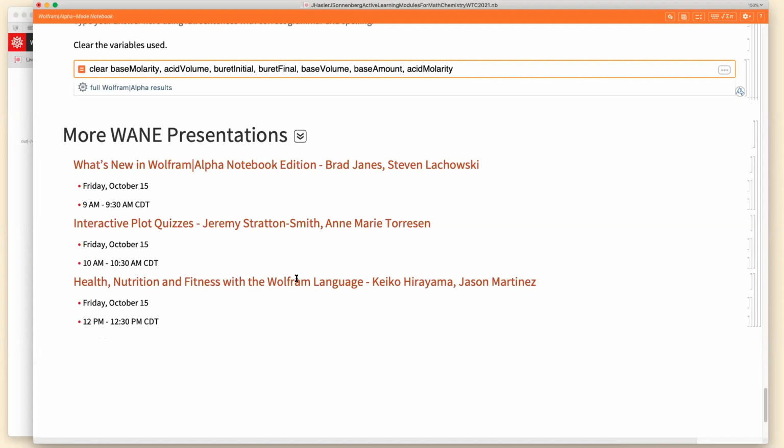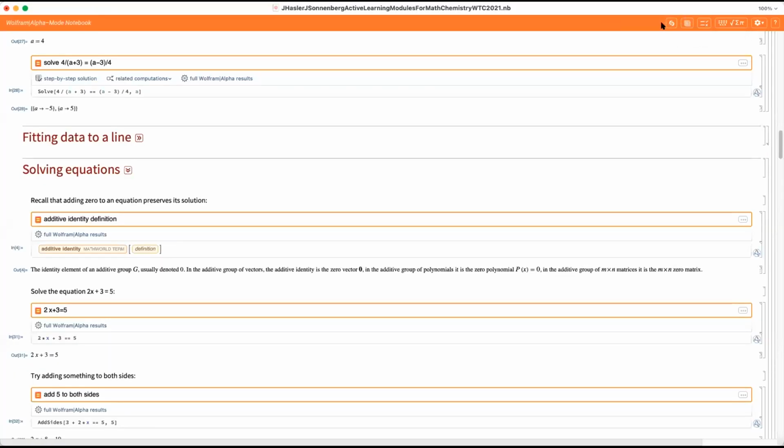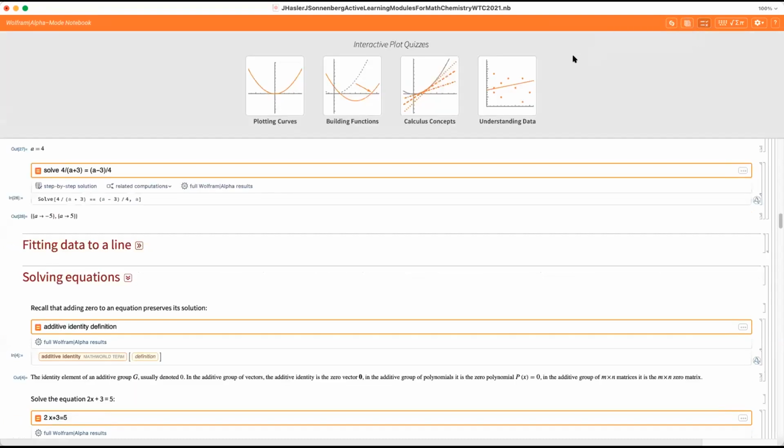While waiting on questions, I was going to share the screen real quick here. I just wanted to point out what Jason was talking about a moment ago, that we have these interactive plot quizzes here. So far we've created ones on plotting curves, building functions, calculus concepts, and understanding data. And there'll be more along the way, which Jeremy and Anne-Marie will be talking about tomorrow. If you click on one of these, for instance, you can generate a linear regression data quiz. So you want to generate a set of 7 points that exhibit a linear regression approximating x plus 5 with a given goodness of fit. And so you can interact with these and get various quizzes here. So I just wanted to point that out.